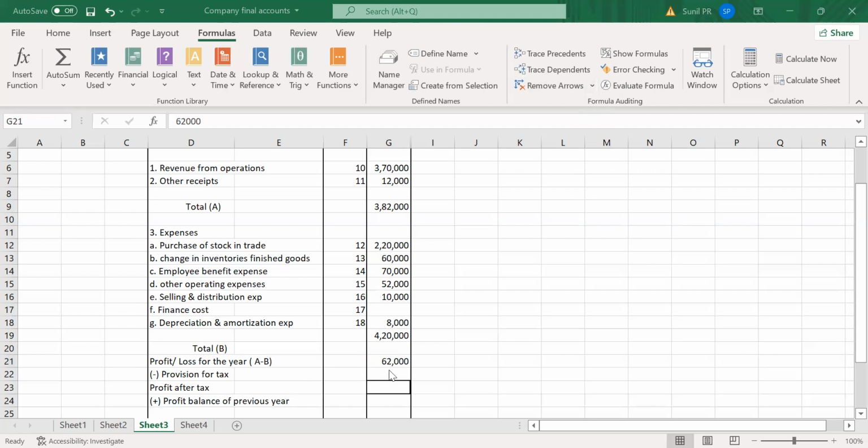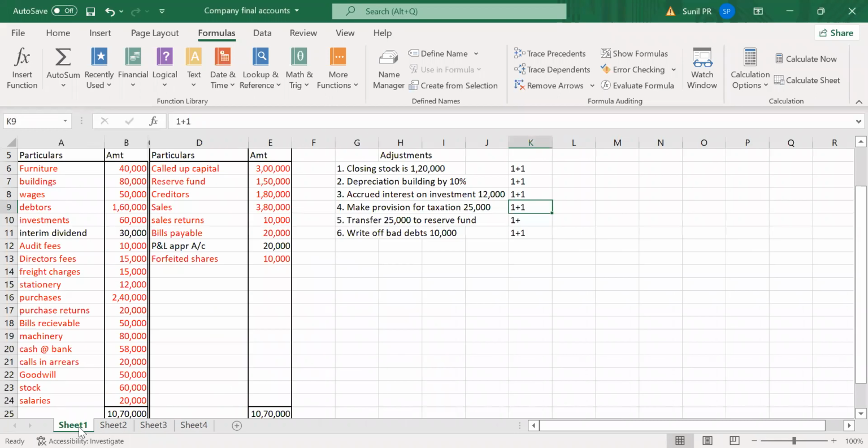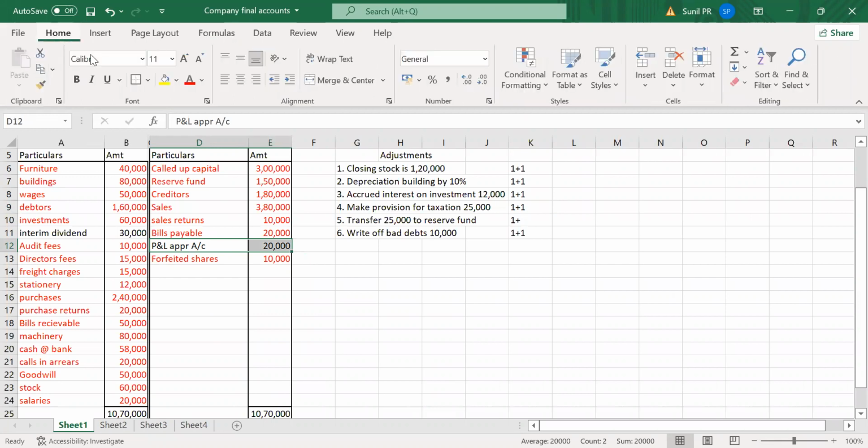So it is just like the same thing. Now profit after tax. Provision for tax 25,000. So we minus 25,000 from 62,000, that is 37,000. Now take the previous year balance. Previous year balance is here. That plus 20, so that will give us 57,000 total.